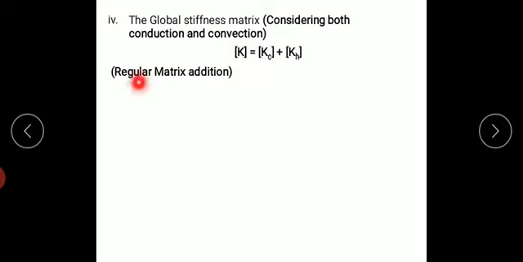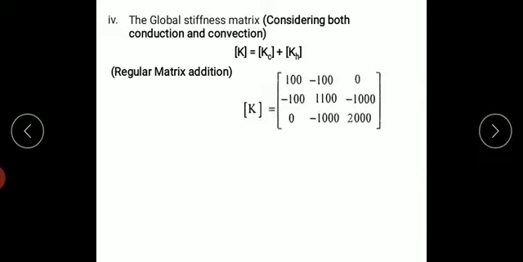This is a regular matrix addition, where only at this point, at 3 comma 3, whatever you have here, the Kh value is 1000. So here I already have 1000, plus 1000, I'll get 2000. Okay. Now I have the global stiffness matrix for the total system.